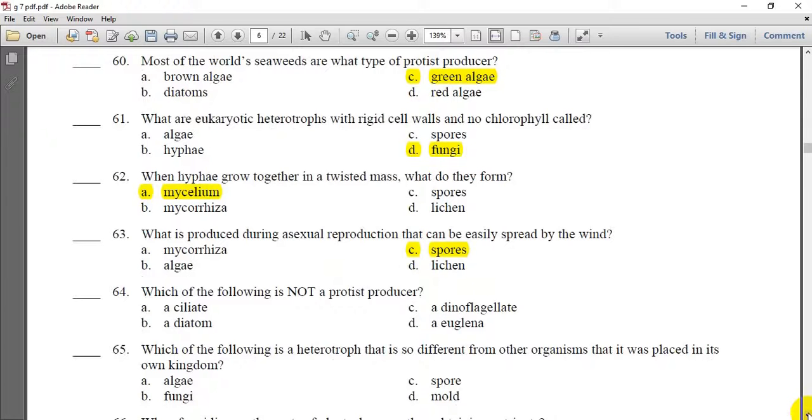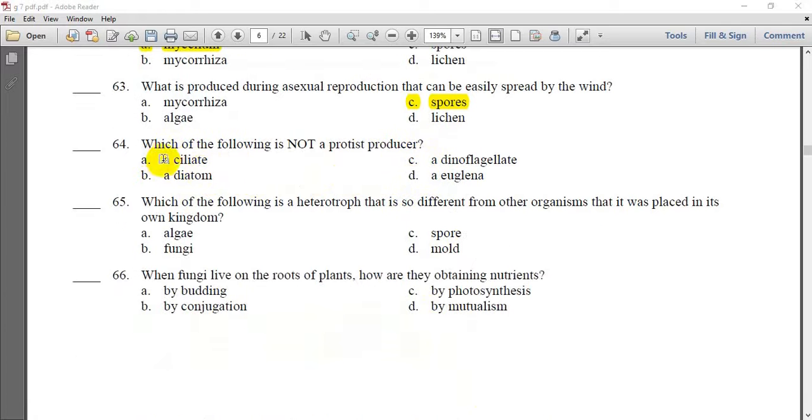Question 64. Which of the following is not a producer here? Ciliate like Paramecium, Diatom, Dinoflagellate, or Euglena. The only one here that is not a producer is the ciliate. This is the only one that takes food from outside, like Paramecium. They have a food passageway for eating.